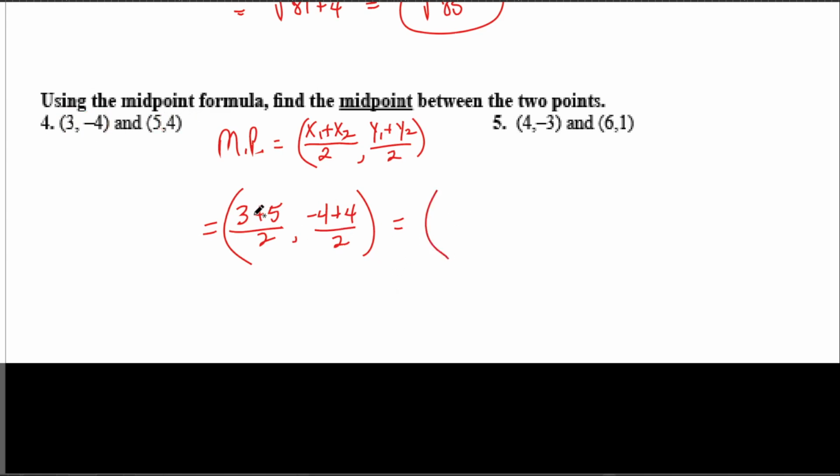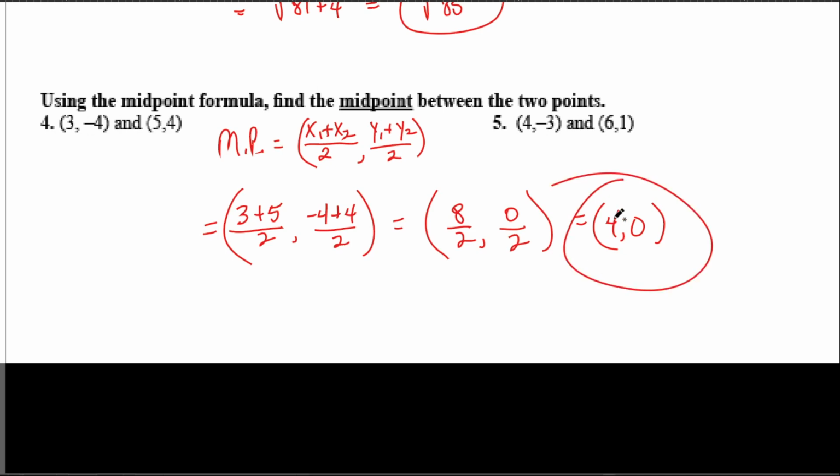So let's see what happens. 3 plus 5 is 8 over 2. And then -4 plus 4 is 0 over 2. We don't want to write it like that. We want to simplify it. What's 8 over 2? 4. What's 0 over 2? 0. That is your midpoint. And it's a point. It's not a length, okay? It's a point. It needs to be written as an ordered pair. What do you think? We good with that? Yeah, it's not too bad.